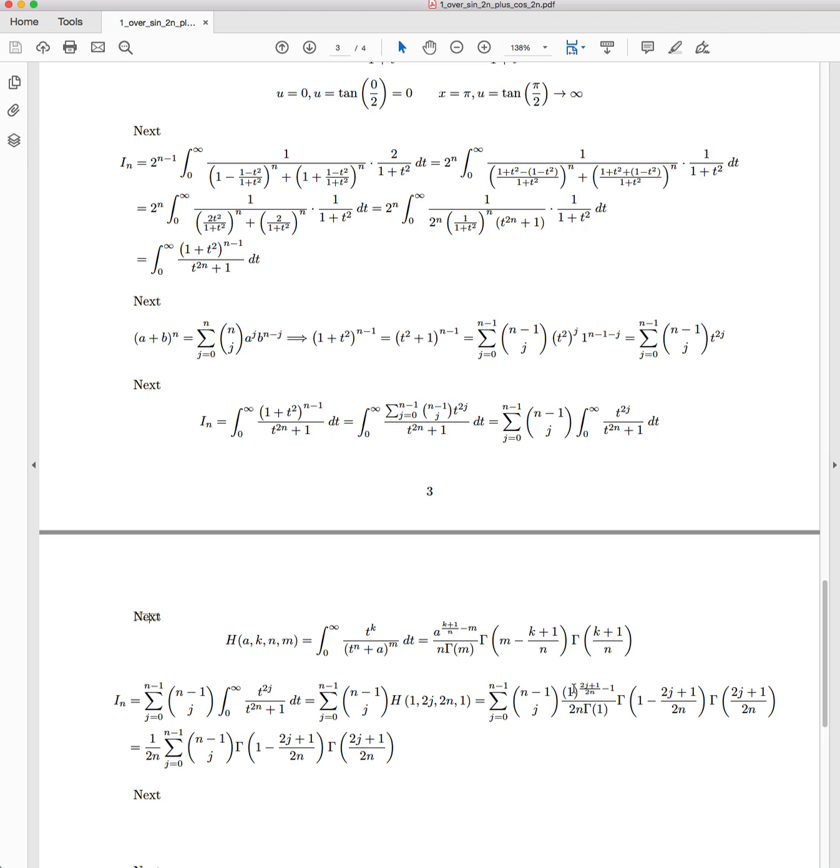Okay, so this term here, 1 to the power of something, we know 1 to the power of anything when we're dealing with real values is just 1, so that disappears. This gamma of 1, which is 0 factorial, is just 1, so that disappears as well. And this 2n term, because it's got nothing to do with the sum, because the sum is indexed over j, we can bring that out the front. So what we're left with is 1 over 2n, the sum from j equals 0 to n minus 1 of n minus 1 choose j, times by gamma of 1 minus 2j plus 1 over 2n, times by gamma of 2j plus 1 over 2n.